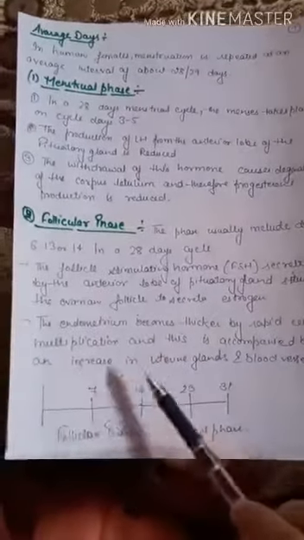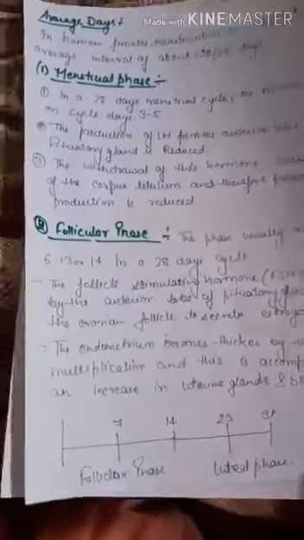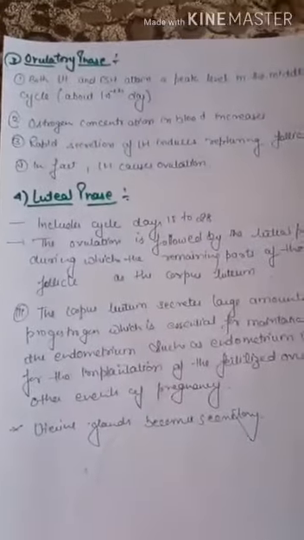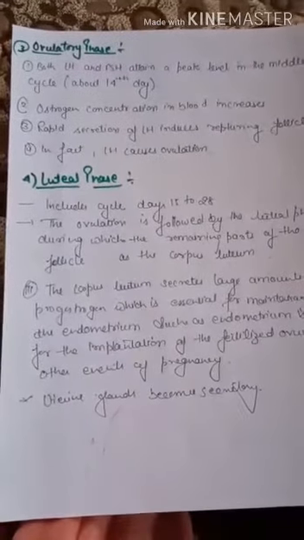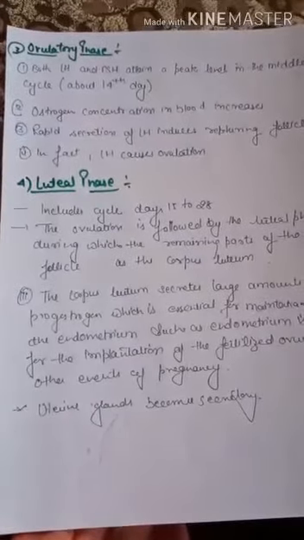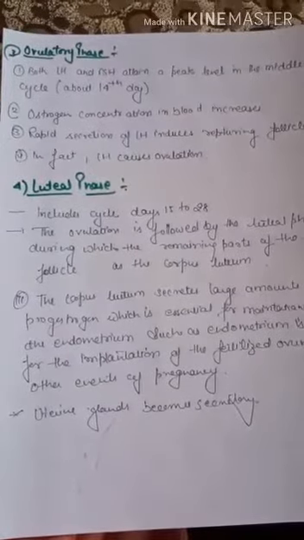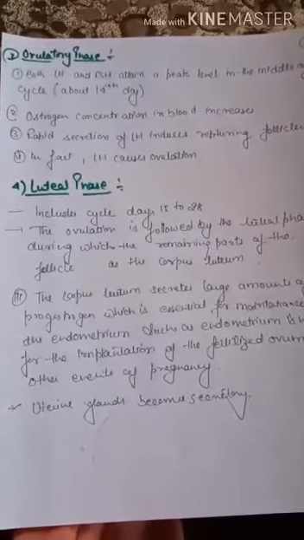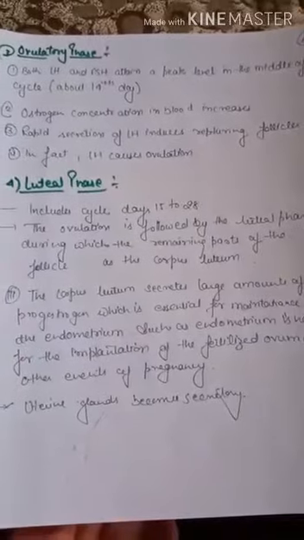Here is the days period and the luteal phase. So next is ovulatory phase. Both LH and FSH attain a peak level at the middle of the cycle, about the 14th day. Estrogen concentration in the blood increases. Rapid secretion of LH induces rupturing of follicles. In fact, LH causes ovulation.